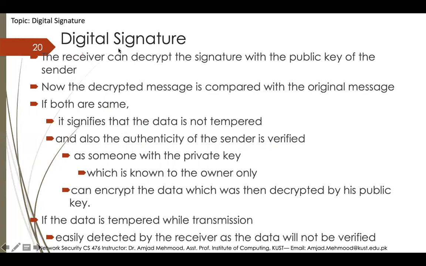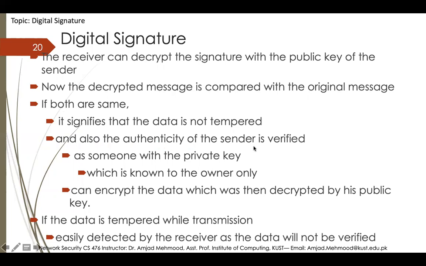So a digital signature is achieving two things. It lets you confirm the authenticity of the sender, and it also helps you identify integrity, meaning that your data is not changed in transit.